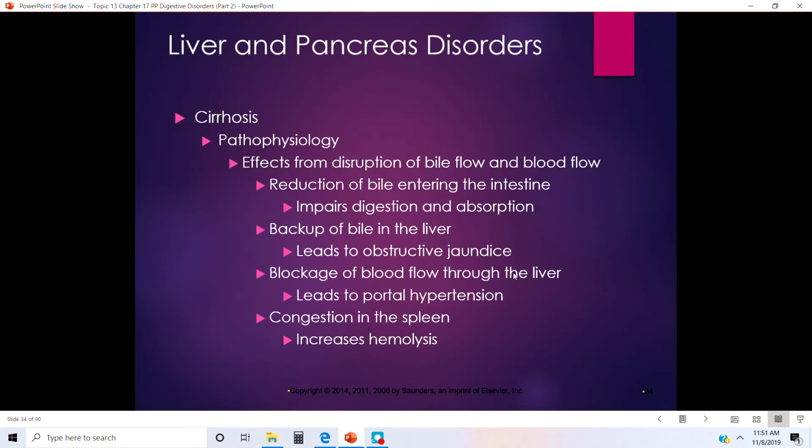There'll be a blockage of blood flow through the liver. And I have a picture that I'll explain this. This is going to lead to hypertension in the hepatic portal vein. We call that portal hypertension. And it causes a congestion of blood in the spleen. And whenever blood is congested in the spleen, that's going to cause an increased breakdown of blood in the spleen called hemolysis.